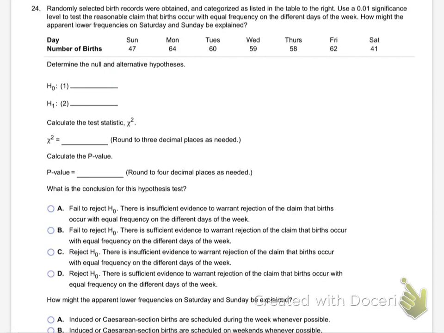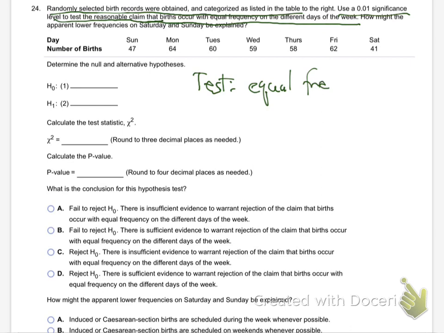Number 24, randomly selected birth records were obtained and categorized as listed in the table to the right. Use a 0.01 significance level to test the claim, the reasonable claim that births occur with equal frequency on different days of the week. Equal frequency. We're testing for equal frequency. Now, how do we test for equal frequency?